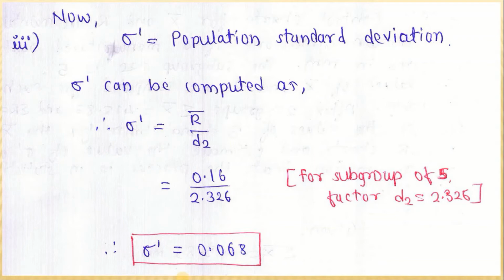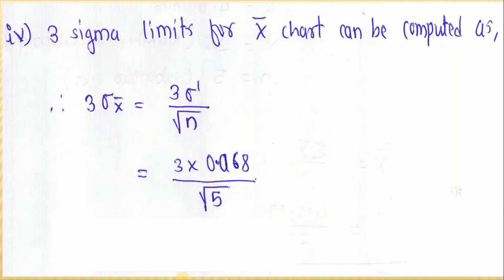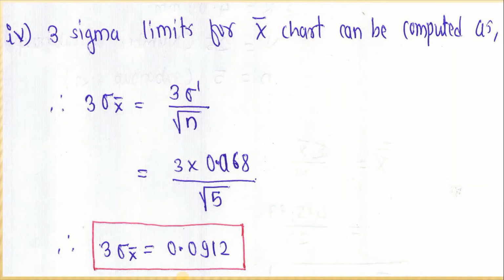control limits based on the 3 sigma limits. The 3 sigma limit for the X bar chart is 3 into sigma dash upon root n, where small n is the subgroup size. We are getting the 3 sigma limit value for the X bar chart as 0.0912.